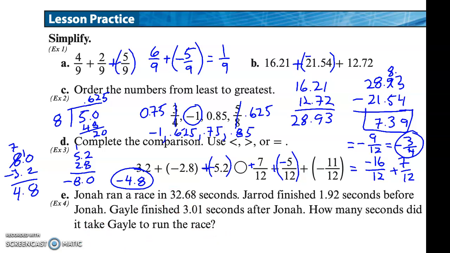All right, Jonah ran a race in 32.68. Oh, we did that one already. Okay. Questions there? Okay. That is it for lesson 10. Good luck.